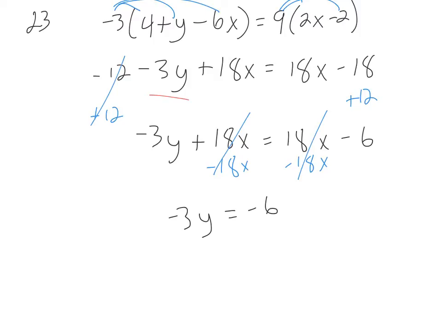Then in order to get rid of the negative 3, you are going to divide by negative 3 in order to undo the multiplication. These cancel. Negative 6 divided by negative 3 is 2.